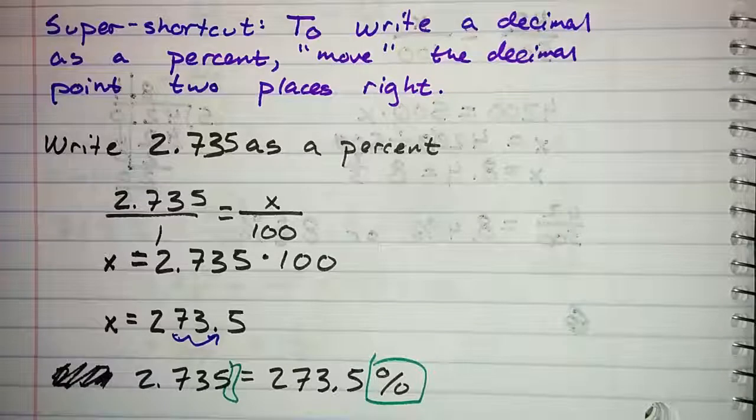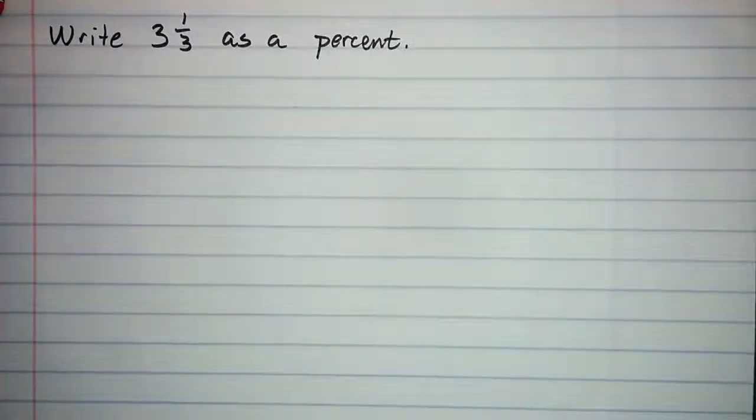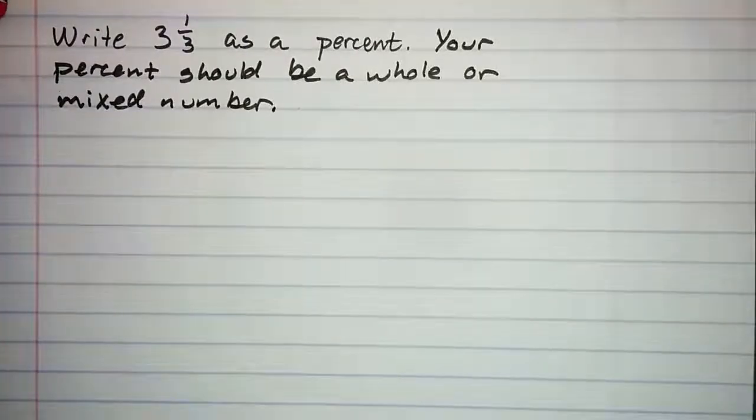Probably the weirdest thing that can happen in this situation is that someone, probably a math teacher, gives us a mixed number to write as a percent. We handle this the same way, but it looks weird, so I'm going to show you an example. Let's suppose we want to write 3 1/3 as a percent. And I'm going to put in an extra rule. The percent you give should be a whole number or a mixed number.